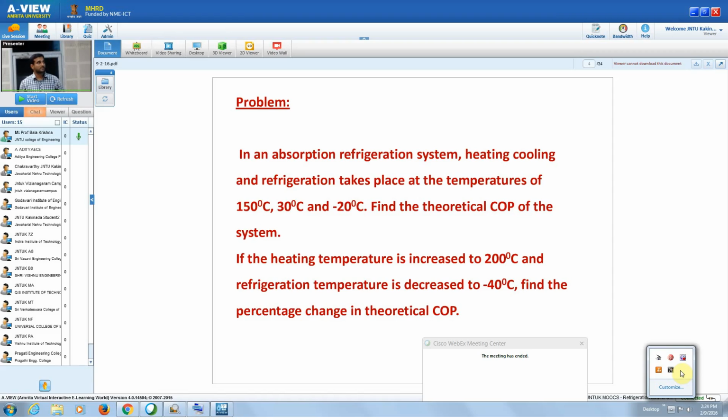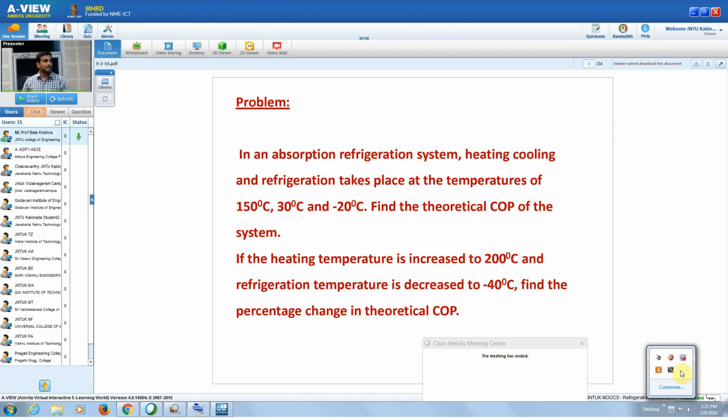If you take a simple problem, see here, the problem is like this. In a vapor absorption refrigeration system, heating, cooling and refrigeration take place at temperatures of 150 degrees, 30 degrees, and minus 20 degrees. Heating is the temperature at which the generator works, or the production of vapor takes place. And 30 degrees is the ambient temperature, which may also be considered as the temperature of the absorber as well as the condenser. And the other is the temperature of the evaporator, the temperature at which the refrigeration effect takes place.